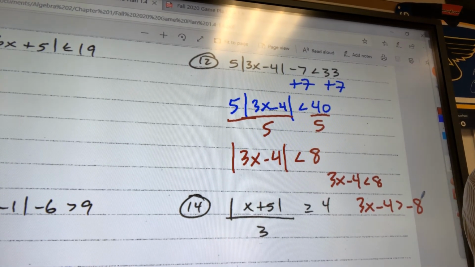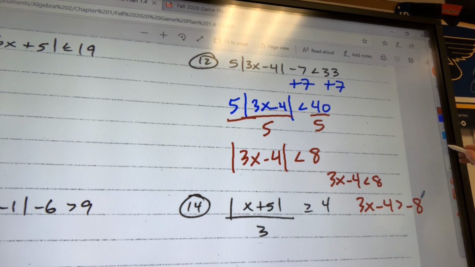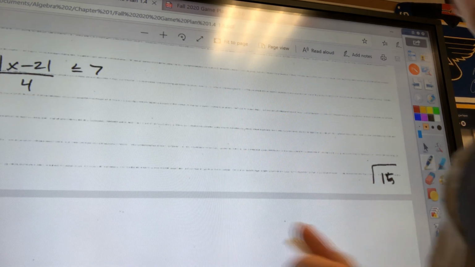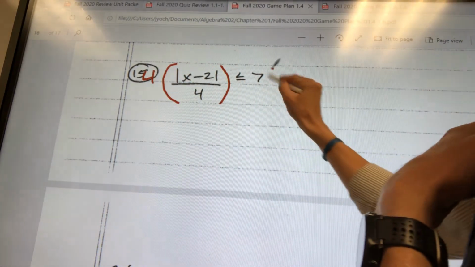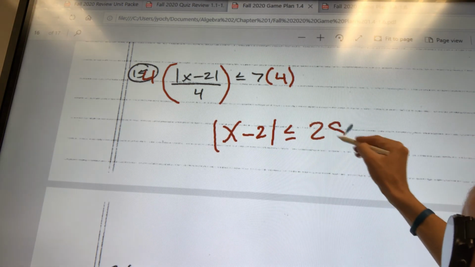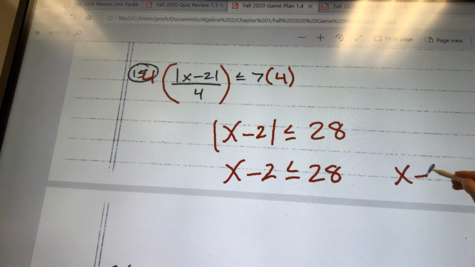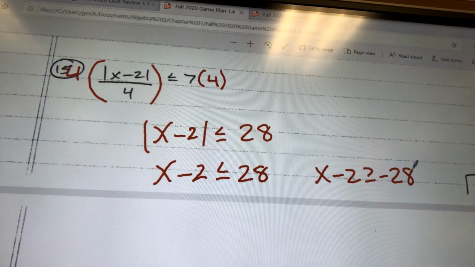What I have then planned is to get you started on 15 here. Gonna multiply both sides by 4. X minus 2 in the absolute value less than or equal to 28. X minus 2 is less than or equal to 28. X minus 2 greater than or equal to -28. Add 2 to both sides. Get a pretty nice, easy answer there.